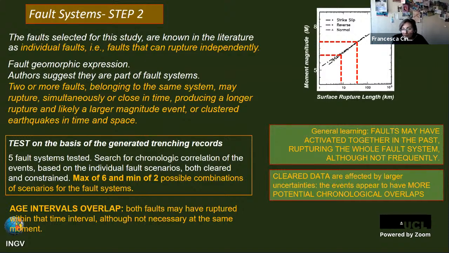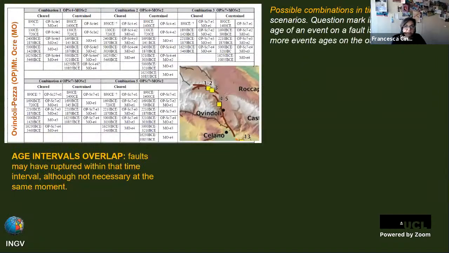Before I show you a couple of samples, a general learning is that faults may have activated together in the past, rupturing the whole fault system, but this is not so common. I mean, not frequently. Clear data are affected by large uncertainties, so the events appear to have more potential chronological overlaps, of course. These are 2 examples. These are combinations in time based on fault scenarios. And so the first example is of the Indolipezza Monte Ocre fault system.